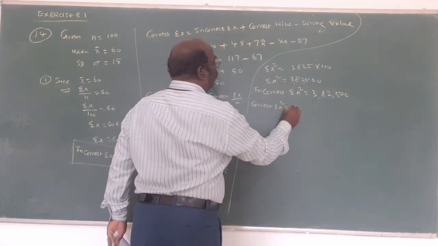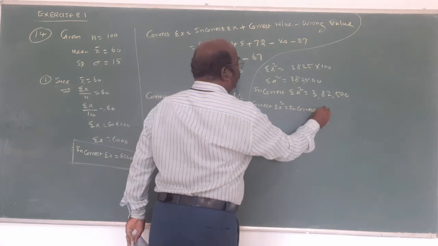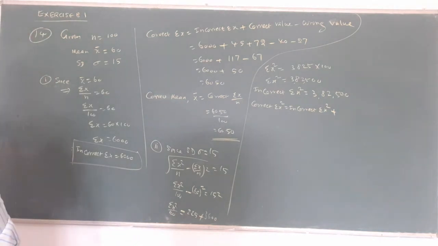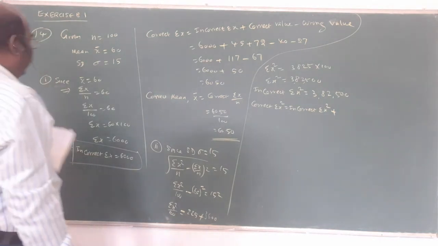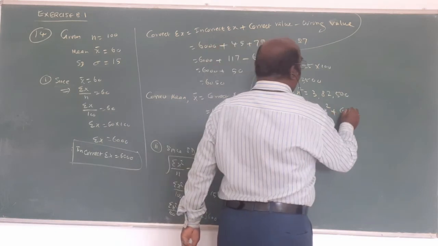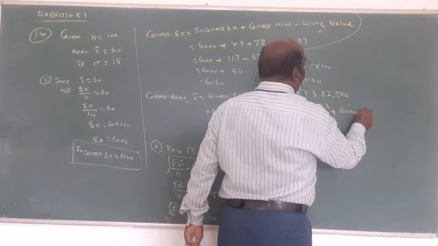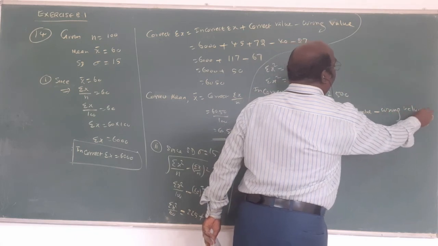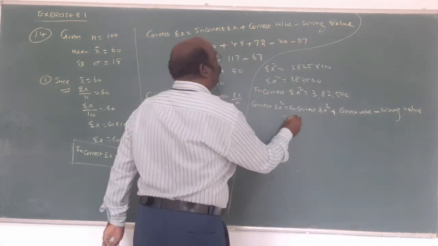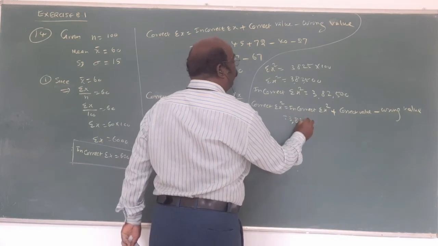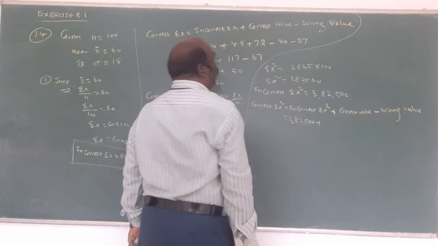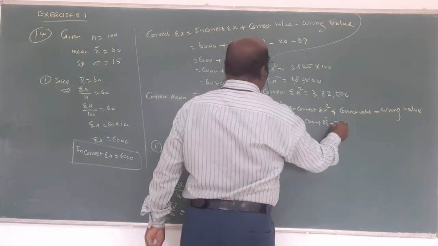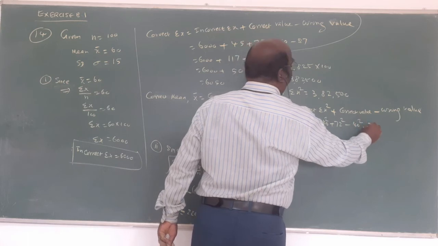We want the correct sigma x square. That means incorrect sigma x square plus the same thing: correct value minus wrong value. Okay? Correct value minus wrong value. Now, this one is what? 3,80,500. The correct value means a square value: 40 square plus 70 square minus 40 square minus 27 square.